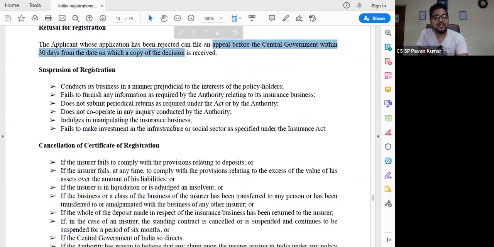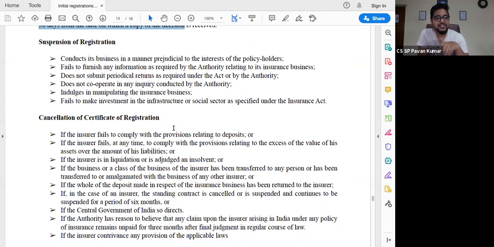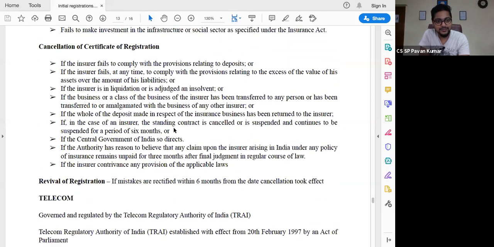And there will be certain cases where the registration will be cancelled or suspended. Basically, whenever you don't follow the terms and conditions that you declared at the time of registration, or if you collect more premium, or if someone has claimed and you have not given them the claim, in all these cases they will normally suspend or cancel the registration of the insurance company.